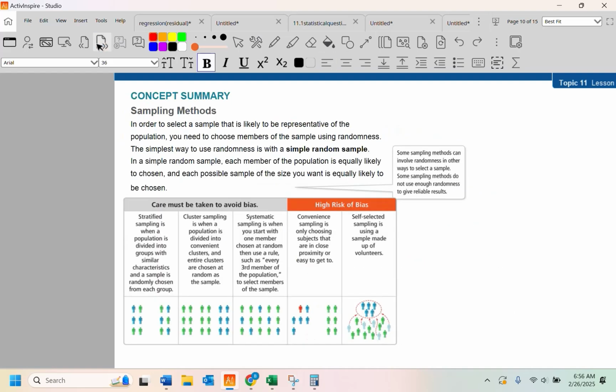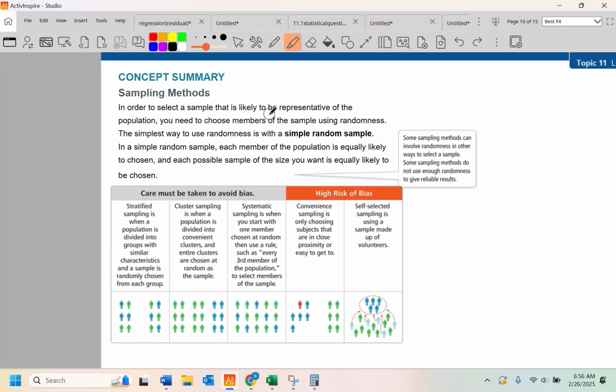All right, this is just a review slide with all this. Oh, no, so we're not there. This is the sampling methods. Now, random is a big thing. They say the simplest way to use randomness is a simple random sample, but that is not something that you can always do. But even then, you have to avoid bias. So we have a couple different types of ways of sampling. There's a stratified sample. When a population is divided into groups with similar characteristics and a sample is randomly chosen from each group, that's stratified.